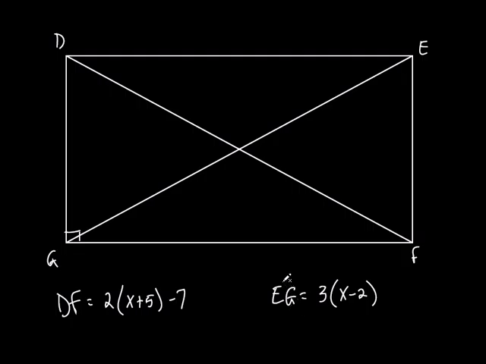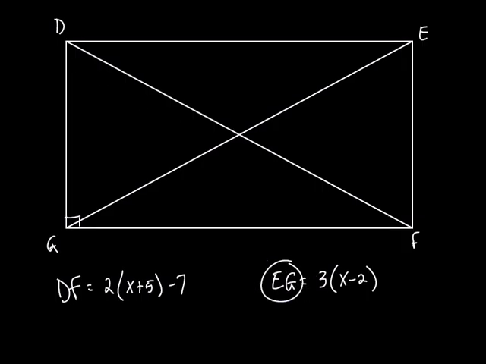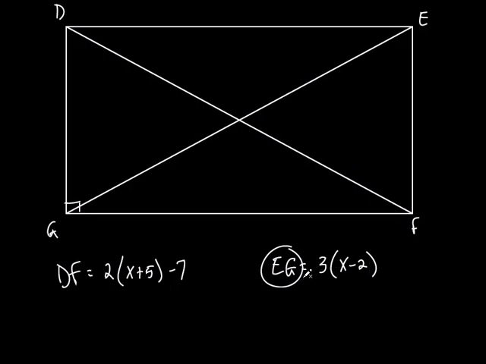And they ask you to solve for EG. This is what you want to solve for. You want to find out, not just solve for x, but what EG is equal to, the measurement of EG. Well, let's take a look at DF and EG. Is there anything true about the two of them?